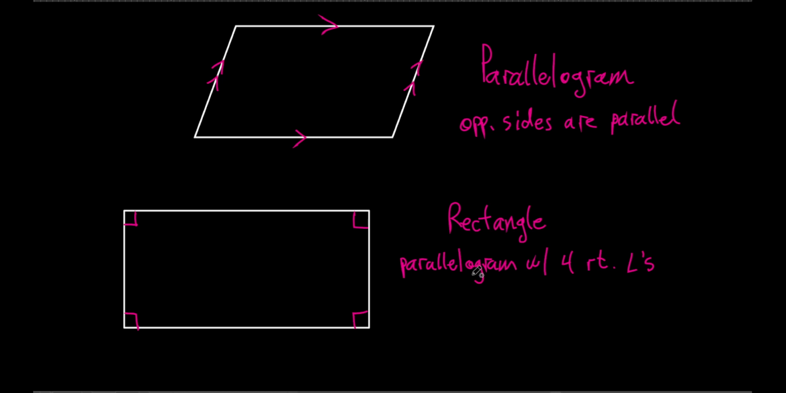Okay? Now, is every single parallelogram a rectangle? No, because look, this is a parallelogram. Is that a rectangle? No, because the angles are not right angles. But is every single rectangle a parallelogram? Yes. Okay, it's by definition. A rectangle is a parallelogram. So every single rectangle is a parallelogram. But it's a special type of parallelogram. What's special about it? All the angles are right angles.